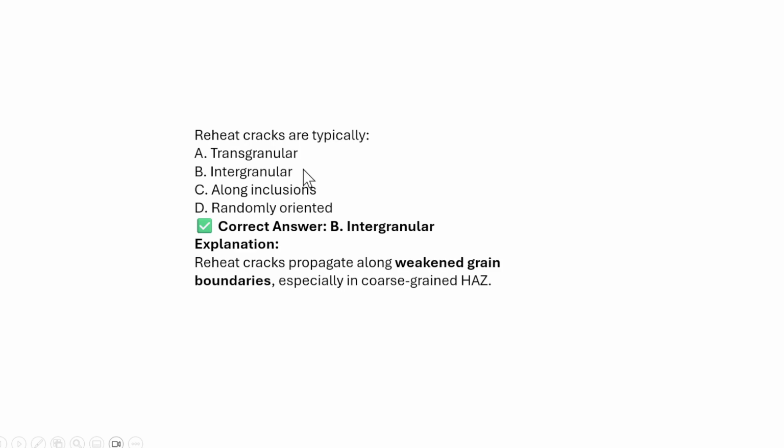Reheat cracking is typically transgranular, intergranular, along the inclusions, or random orientation. Transgranular we can see in the case of cold cracking like hydrogen embrittlement. Intergranular is for the reheat treatment because of the segregation. Along the inclusion is for laminar cracking, and random orientation.